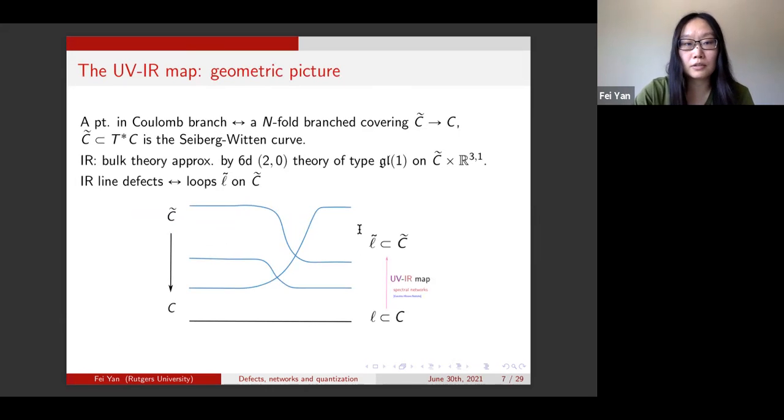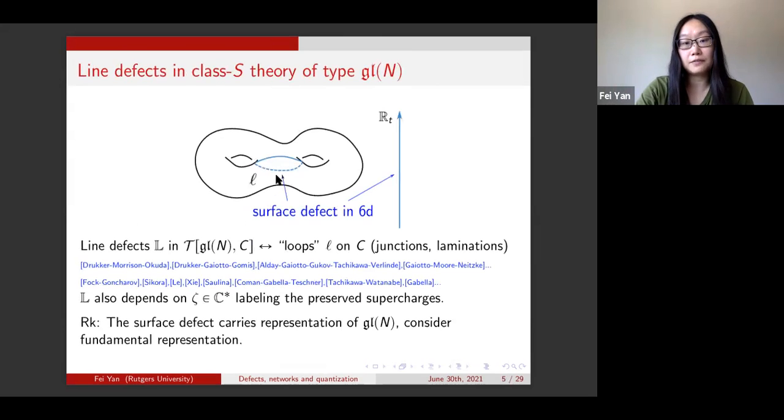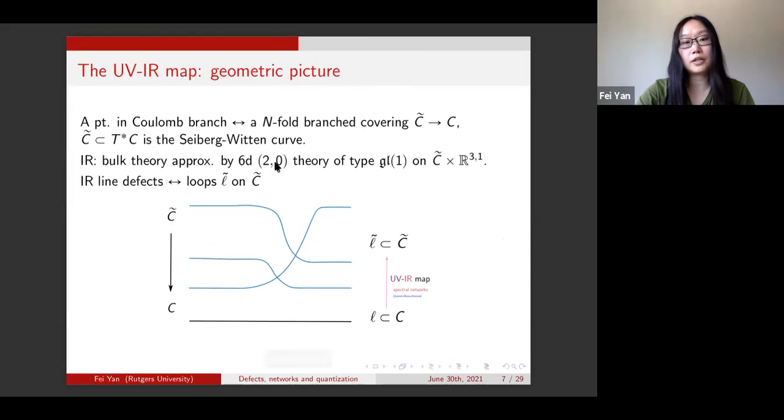Recall that a point in the Coulomb branch corresponds to an unfolded branched covering C tilde over C, where C tilde is the Seiberg-Witten curve. Geometrically, in the UV the line defects correspond to some loops l on C. There is a similar picture in the infrared: the line defects correspond to loops called l tilde on the covering Seiberg-Witten curve C tilde. So I draw a schematic picture of this branched covering C tilde over C, with simple branch points.